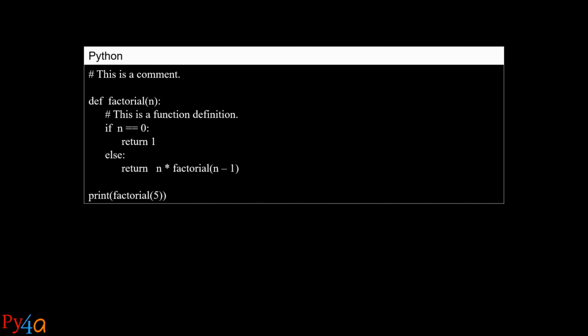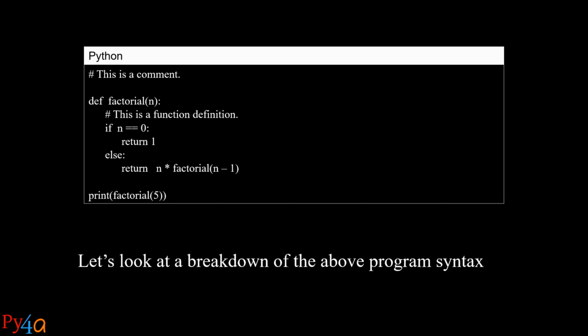The indentation you often have in Python is 4 white spaces, but if you use Spyder IDE or PyCharm IDE, your code is automatically indented. But if you use some other IDEs that don't have this automatic Python indentation, then you have to ensure that you put in the right indentation of 4 white spaces. Now let's take a look at a breakdown of the above program syntax.